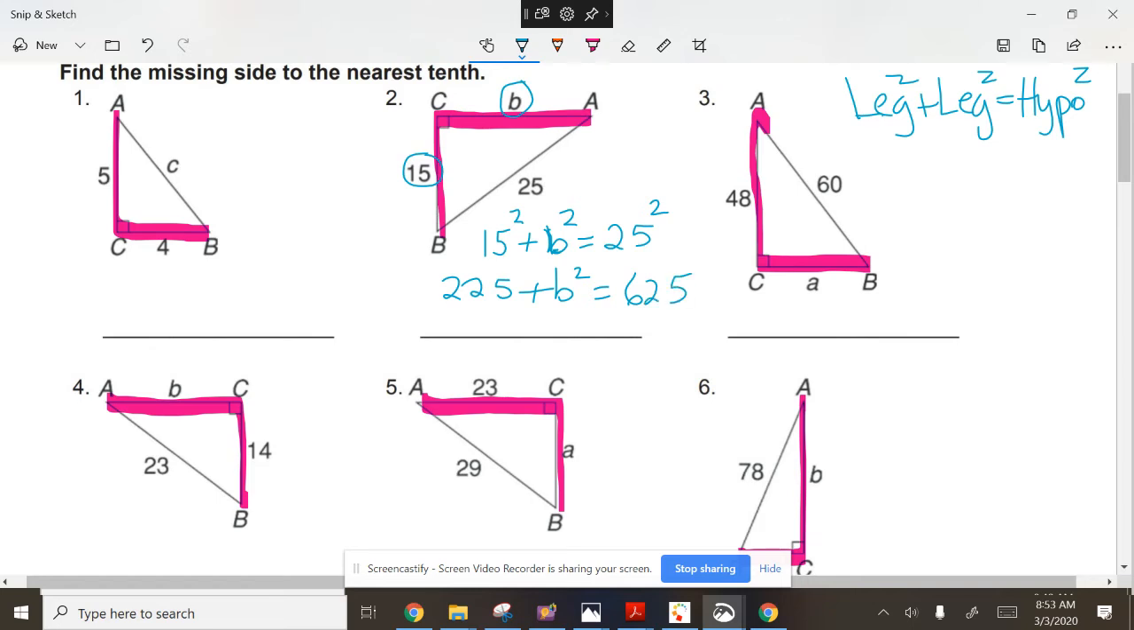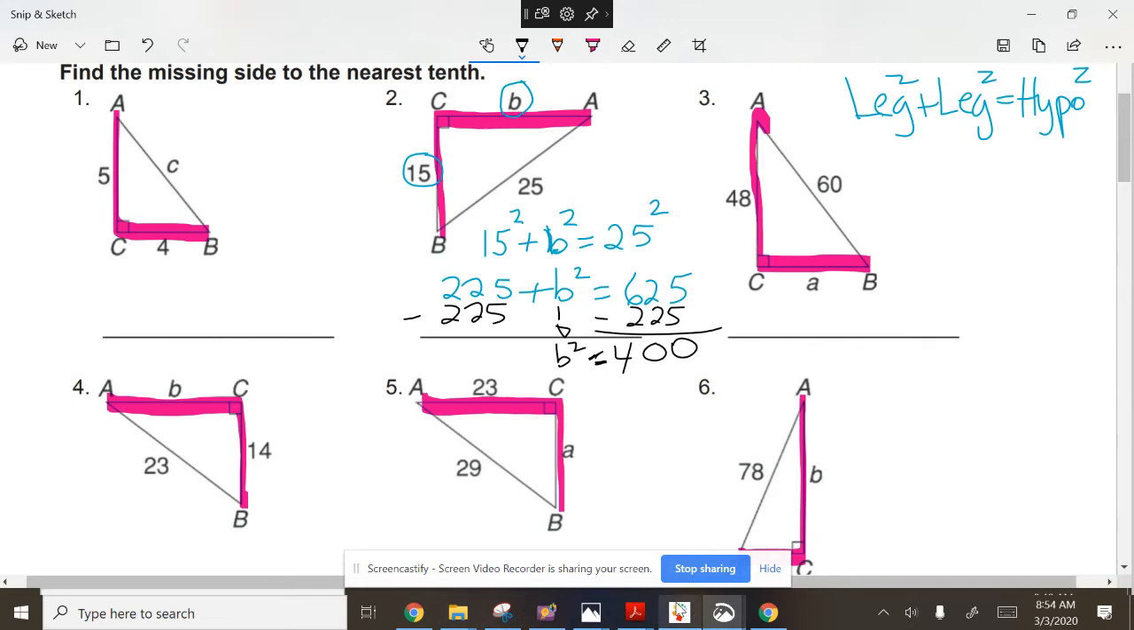Now, I got to get b by itself eventually. So how do I get rid of the 225? I got to move it over here. I have to subtract it. And if you forgot about this, you have to subtract this over to this side. Okay? And if you do that, you're going to see, and I can actually do this without a calculator. 5 minus 5 is 0. 2 minus 2 is 0. 6 minus 2 is 4, so 400. And then I bring this down. I get b squared equals 400. Okay? B squared equals 400.